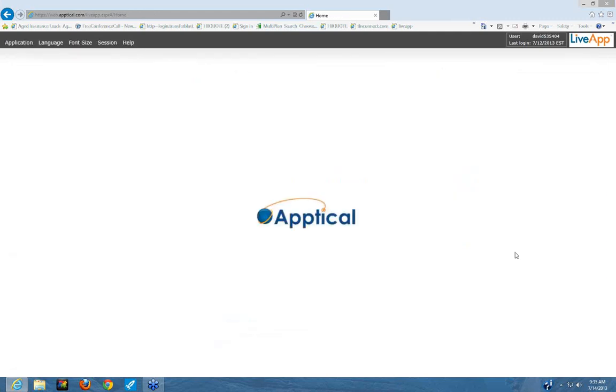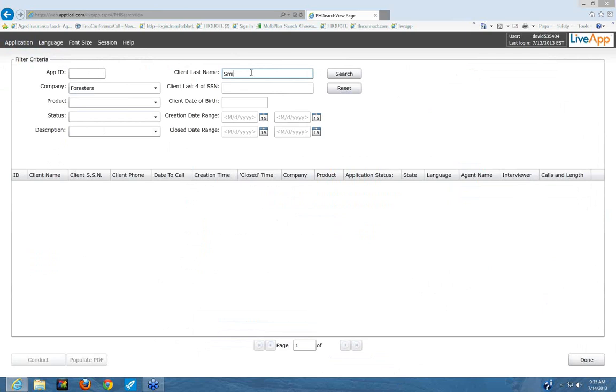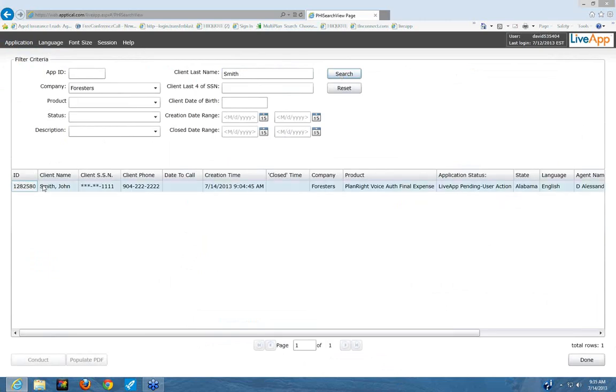Okay. And then this is your next screen. Immediately, you hit application. Now you want to search the application that you just did. Hopefully I don't have too many Smiths. Hit search. There it is. And what you need to do is write down or have the ID number for Applical. So you're done. Your job is done. Now it's in the system. Applical now has the application on their end. They will pull it up by the ID number. So then you dial Applical, which is 866-844-9276.